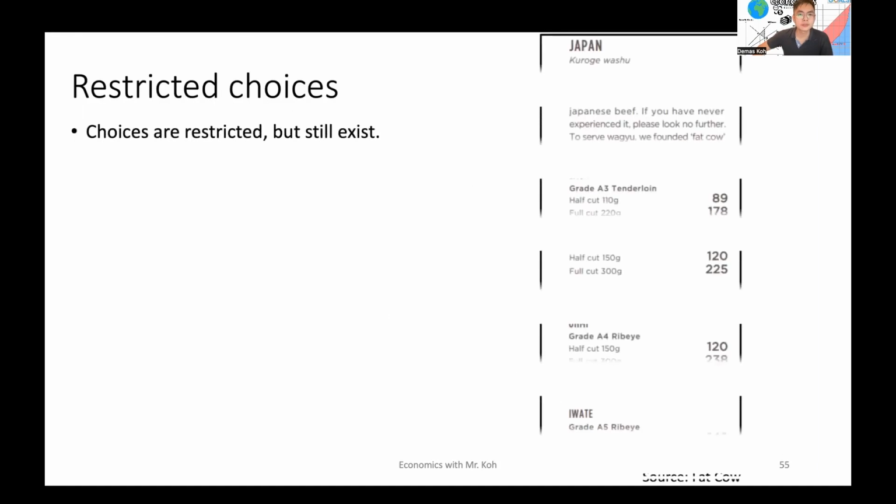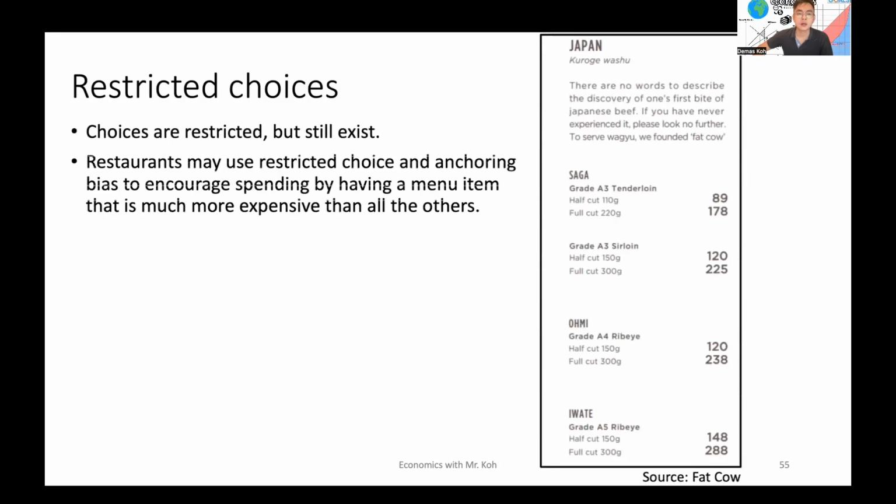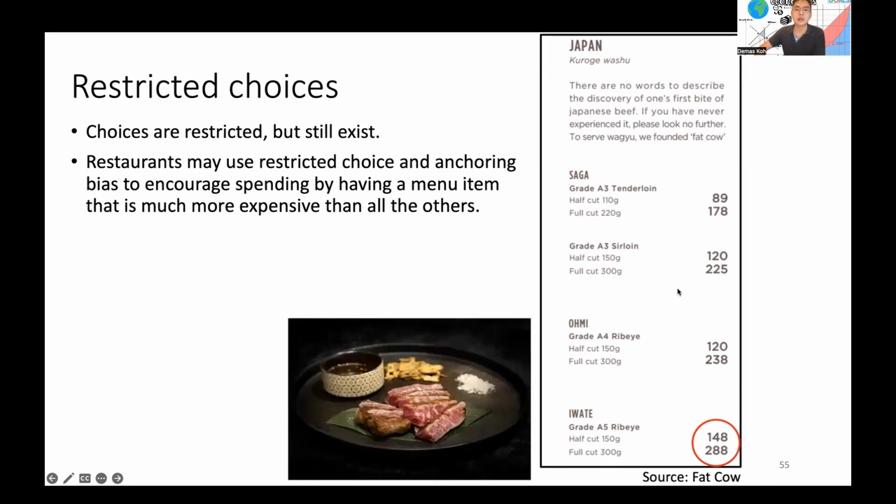Restricted choices are also a type of choice architecture. It actually manipulates consumers via the anchoring bias to encourage spending by having a menu item that is much more expensive than all the others. So, for example, in the restaurant Fat Cow in Singapore, in Singapore dollars, the prices are listed here.